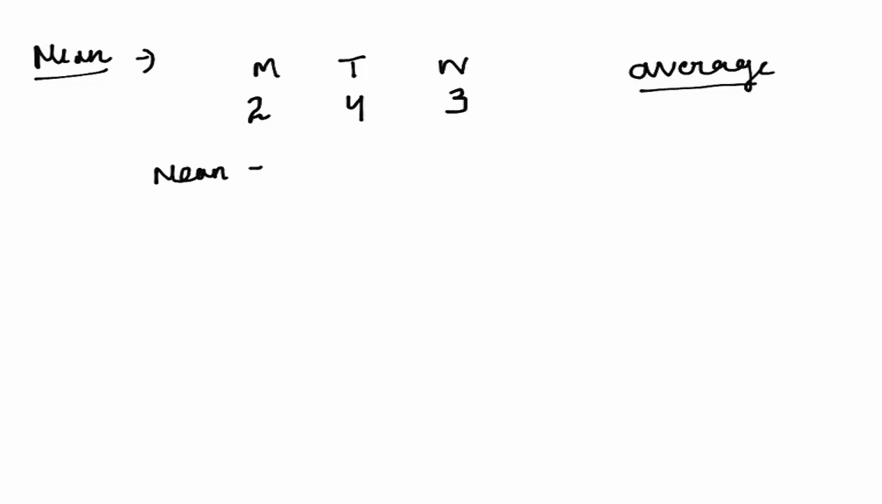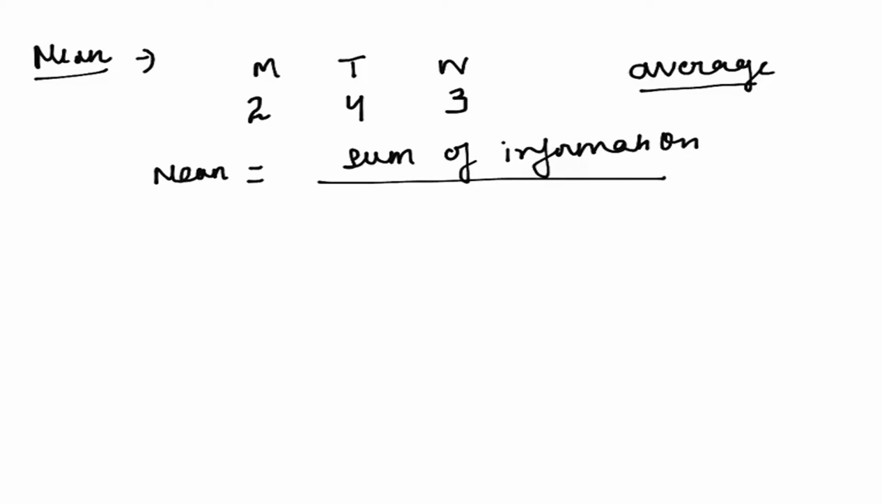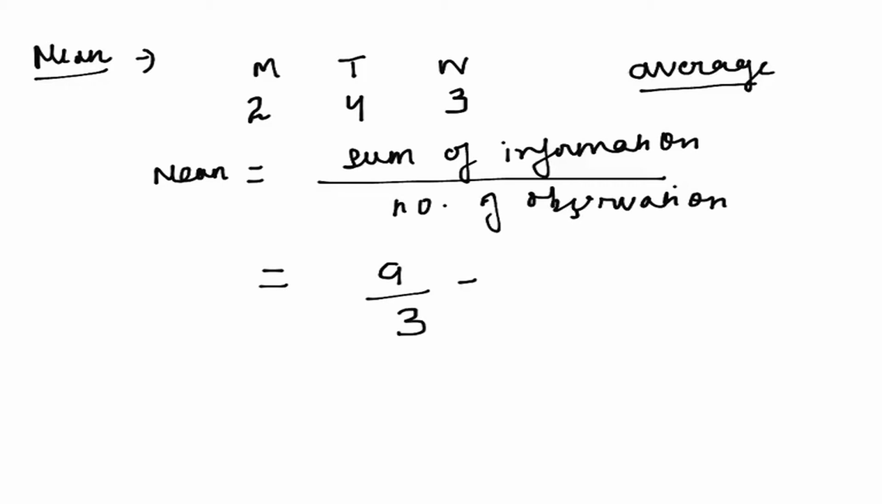So what we will do, we will sum all the information, and we will divide it by the number of information, or the observations. So here, first of all we will add these 3 numbers. 3 plus 4 is 7 plus 2 is 9. How many observations do we have here? 3. 9 divided by 3 will give us 3. That means the mean is equal to 3.